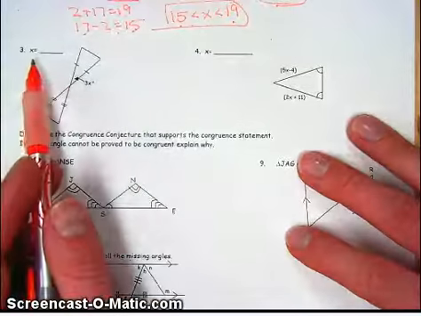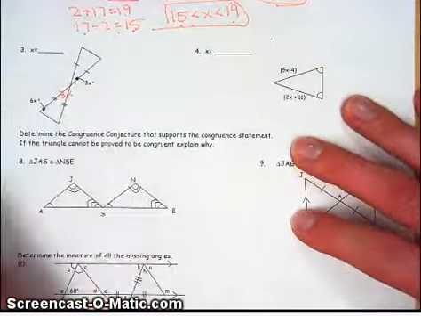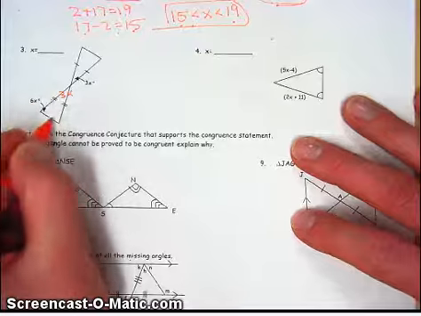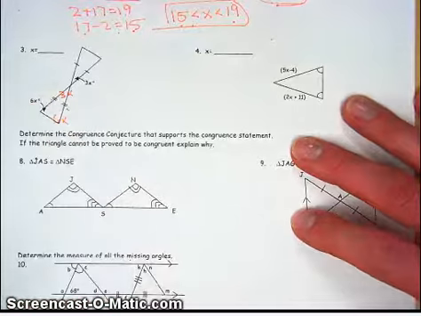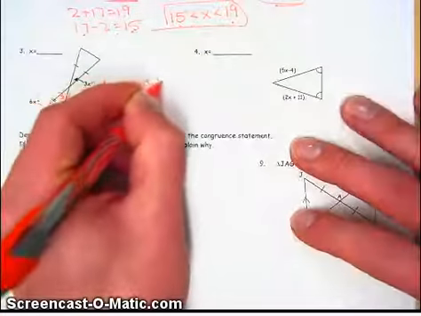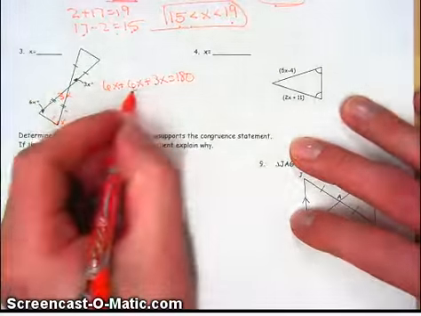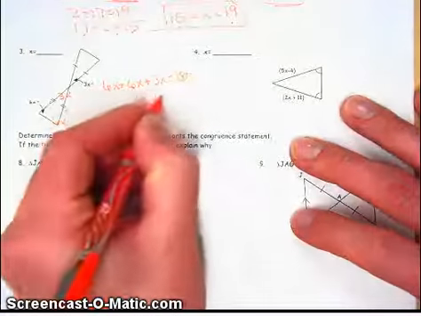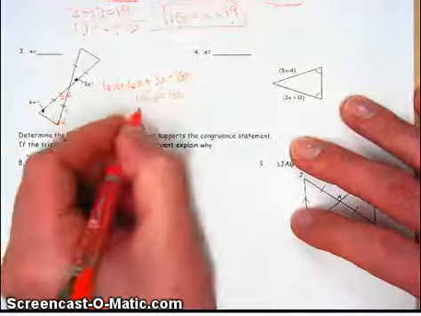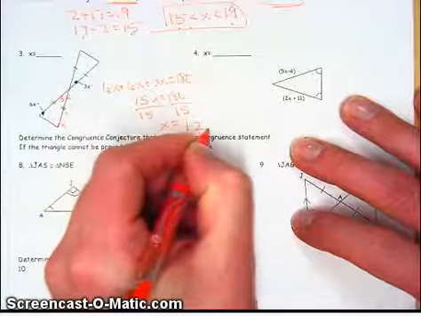All right, 3 was just like on your assignment. So if this is 3x, that's 3x. Those two are the same, so that makes this 6x. So now I can solve for x. 6x plus 6x plus 3x equals 180. 6 and 6 is 12 plus 3, so 15x equals 180. Divide both sides by 15, so x is 12.